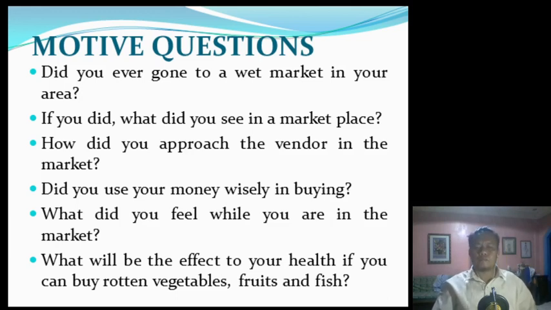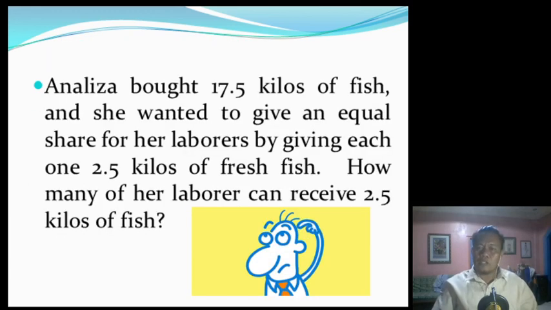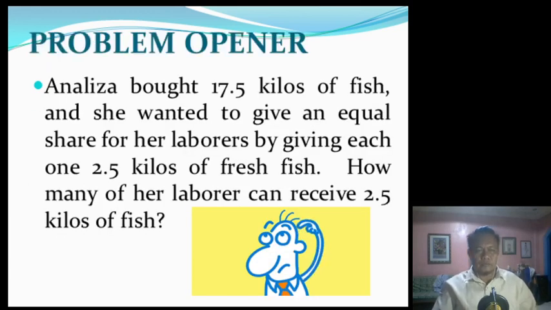Now, let's do our problem opener. Annalisa bought 17 and 5/10 kilos of fish, and she wanted to give an equal share to her laborers by giving each 2 and 5/10 kilos of fresh fish. How many of her laborers can receive 2 and 5/10 kilos of fish?